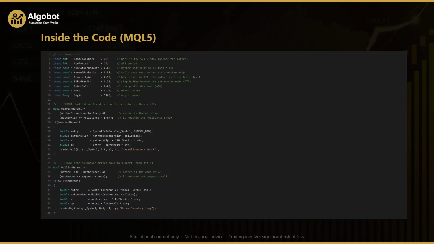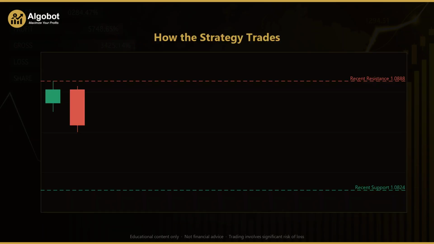The long block mirrors that. It checks that the mother closed below its open, a down move, and that the mother's low reached close to support. When that holds, the EA reads the ask price, sets the stop below the pattern low minus the buffer, places the take profit to ATR above entry, and calls trade.buy. Notice how both sides derive everything from candle geometry and ATR, so the logic adapts to whatever time frame you run. Now let's walk through this illustration step by step.